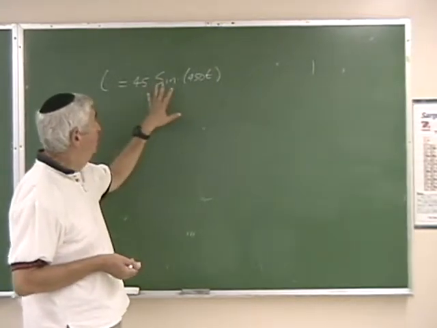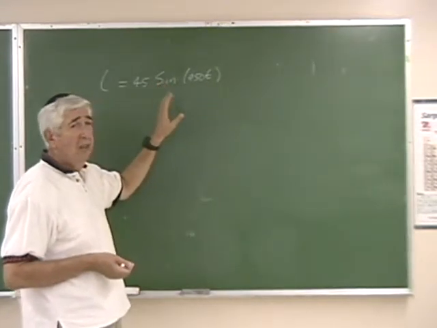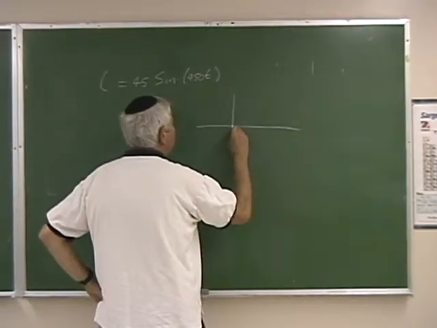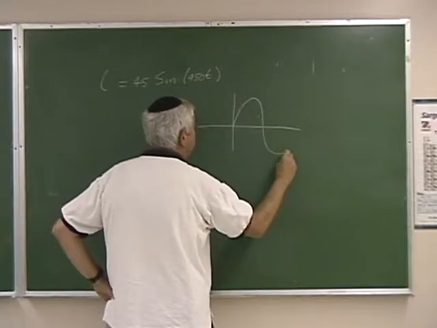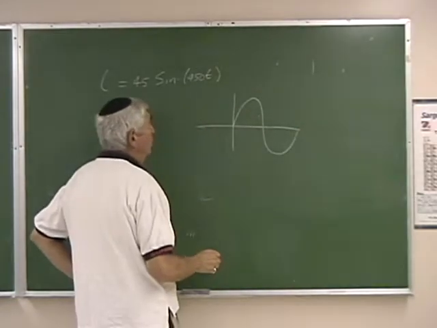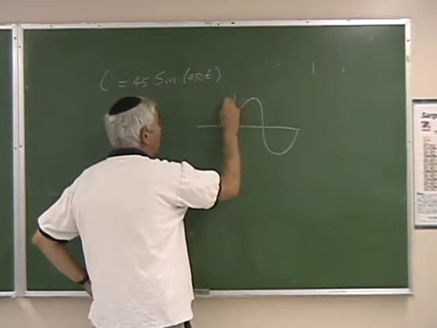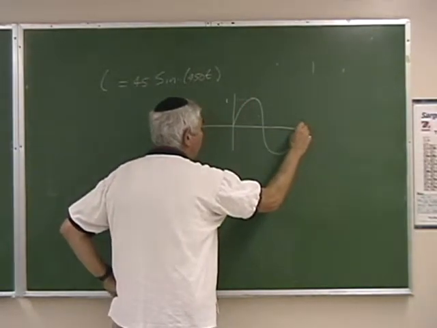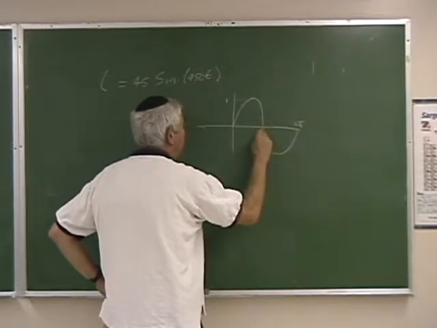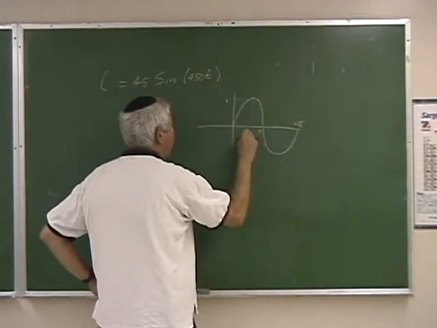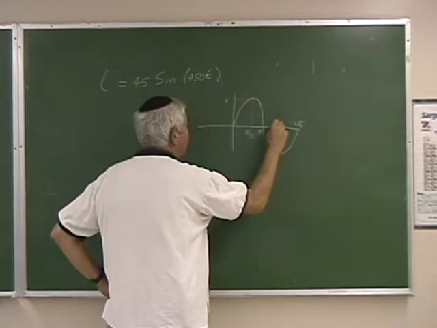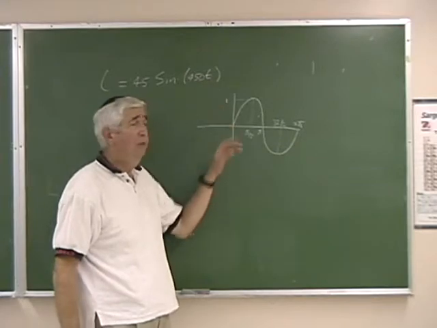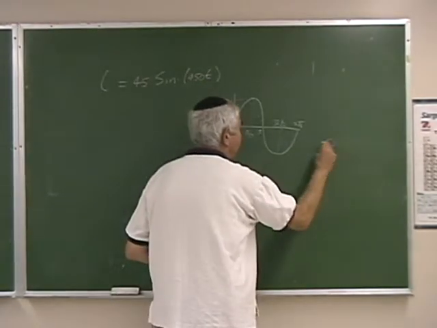I'm going to start off by saying, what does a sine wave look like? So the sine wave will look like this. And the amplitude of the sine wave is 1. And this is pi, 2 pi, and this is pi over 2, and this is 3 pi over 2. Now this is a graph of a sine wave versus theta.